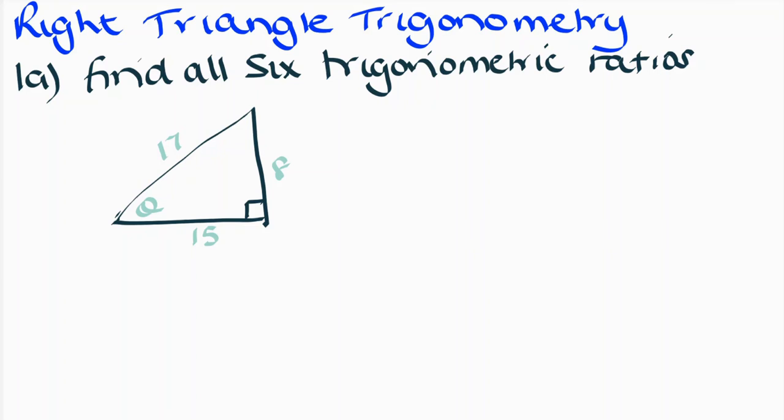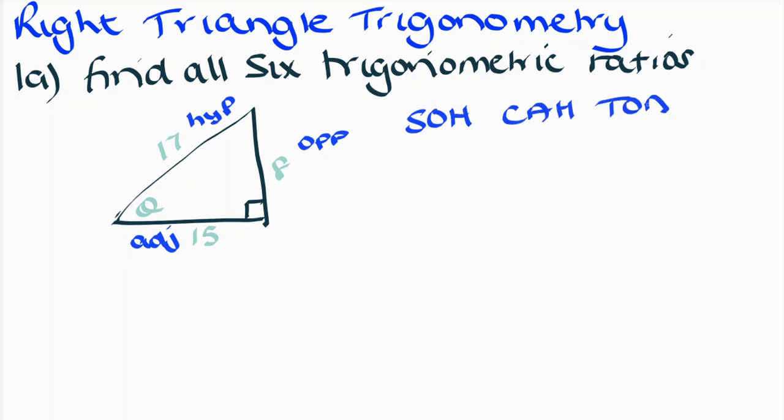The side opposite theta is called opposite. The longer side, which is opposite our right angle, is the hypotenuse. And then the side next to our angle is called adjacent. Now the other thing we need to know is SOHCAHTOA.